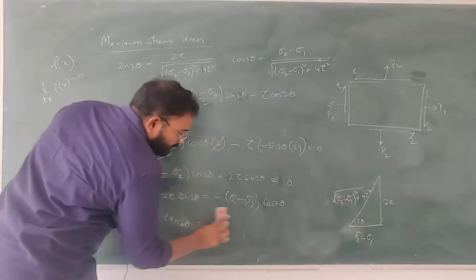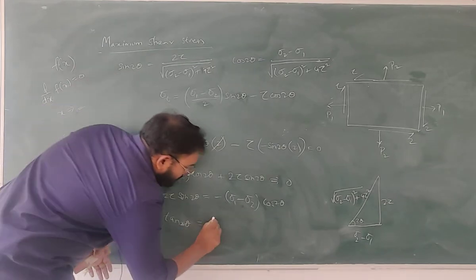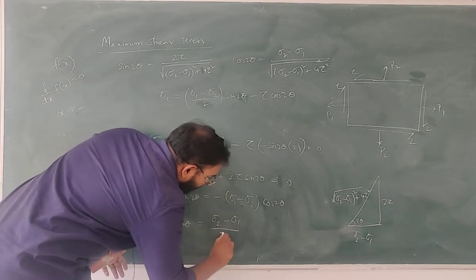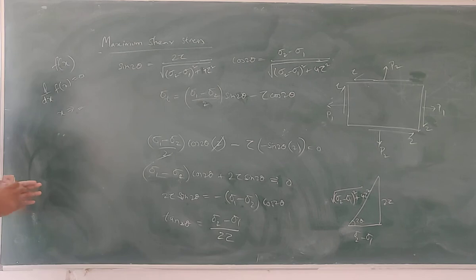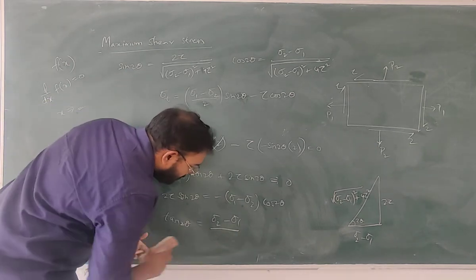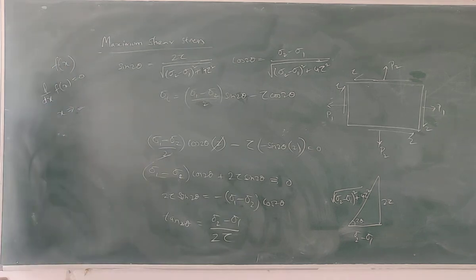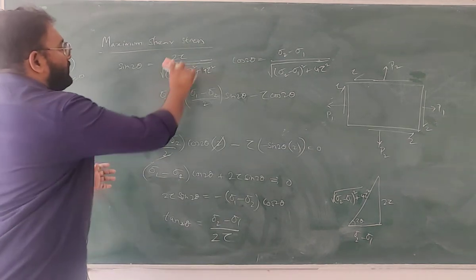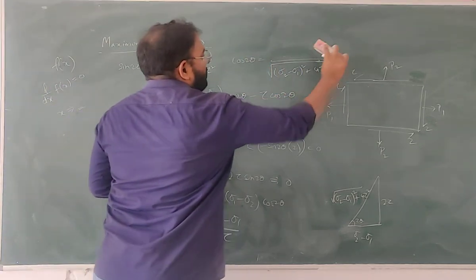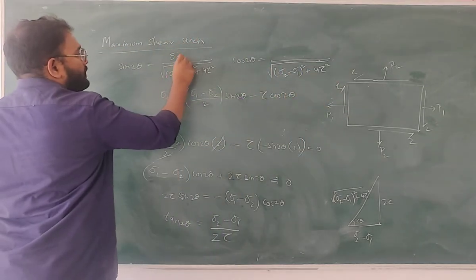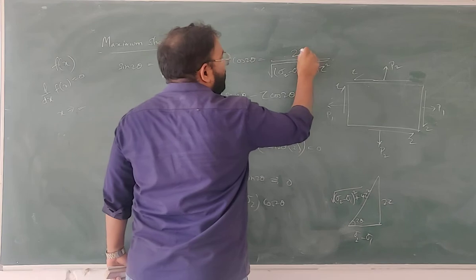Tan 2 theta will be equal to sigma 2 minus sigma 1 by 2 tau. Mistake, there is a mistake here. There is 2 tau, not 2 tau by sigma 2 minus sigma 1. Okay, so this will be sigma 2 minus sigma 1 here and 2 tau here.